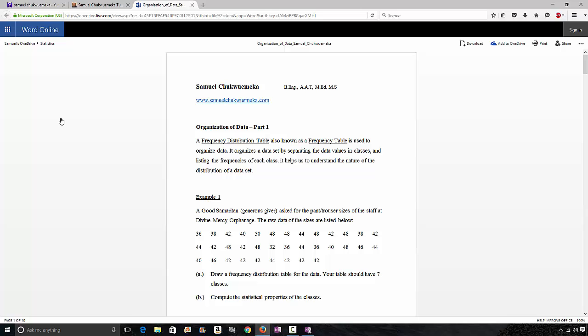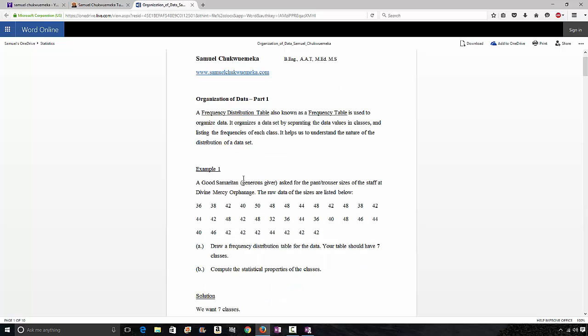One of the ways we organize data is by using a frequency distribution table, also known as a frequency table. What does a frequency table do? It organizes your data in classes. So it breaks up your data in classes, and it lists the frequencies of those data values that fall in each class. It helps us to understand the nature of the distribution of a data set.